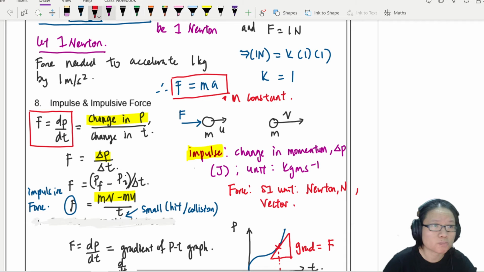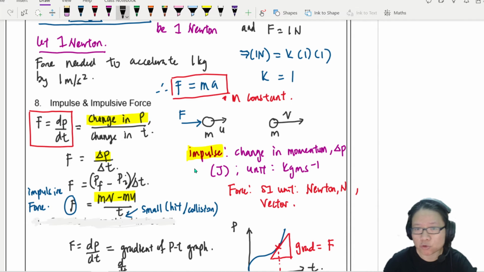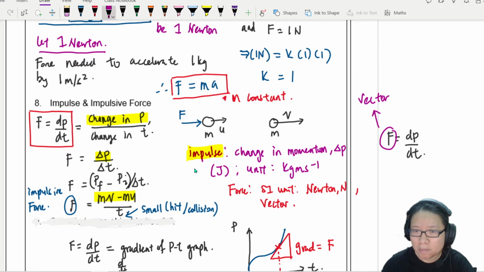Let me bring up the whole family for you. F is equal to dp/dt. So F is a vector, momentum is also a vector. Then impulse is also a vector. So impulse is also a vector quantity.